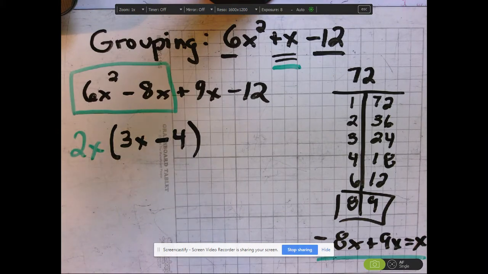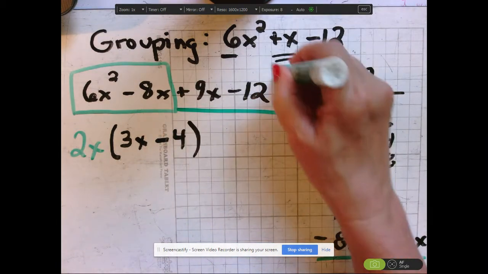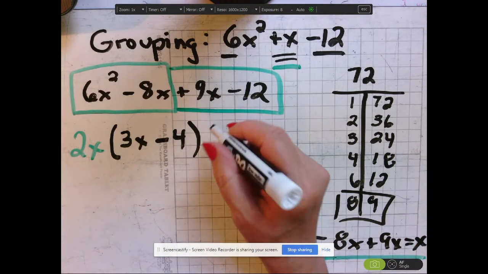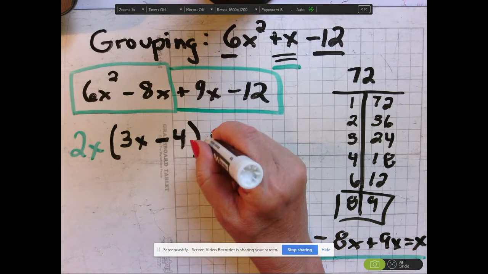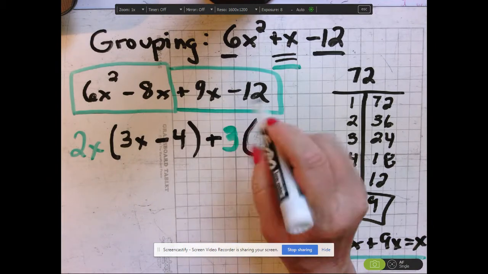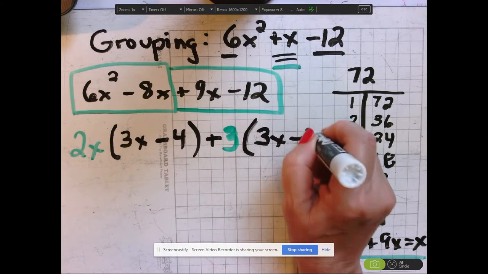And if I take a look at this next group, what is their greatest common factor? Well, it looks like I can factor out a 3 on this side. So plus 3. And if I take out a 3, I'll be left with a 3x minus 4.